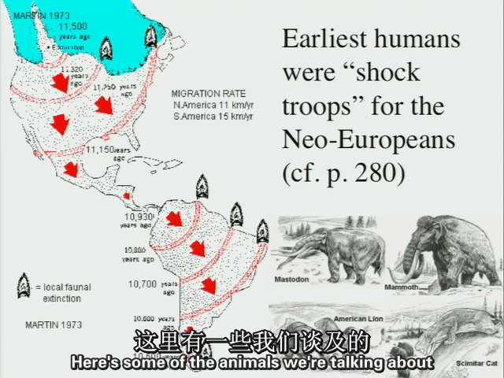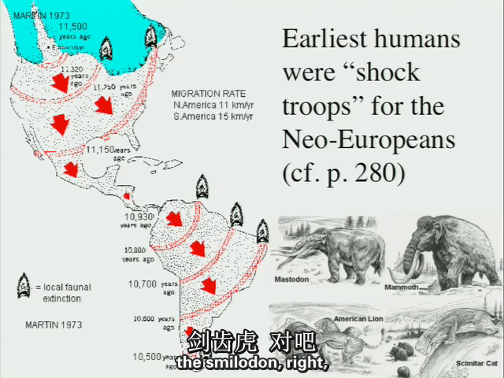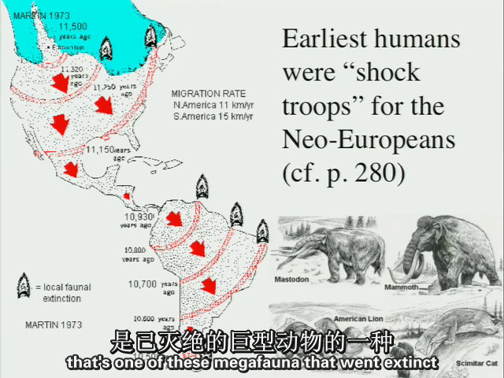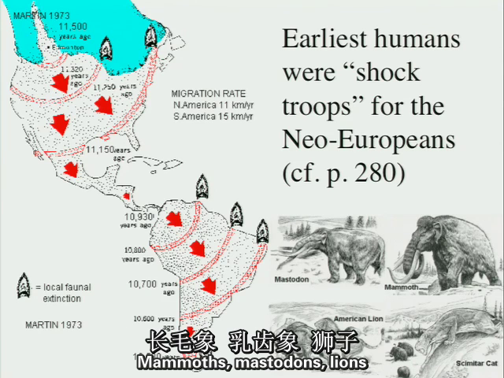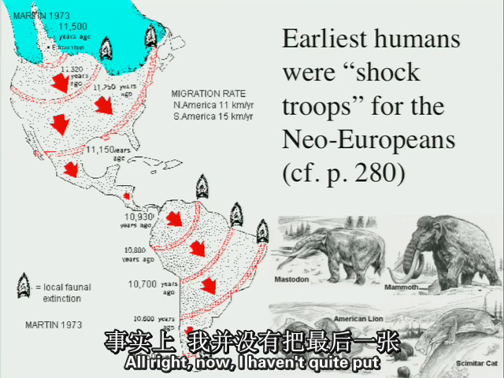Here are some of the animals we're talking about. Outside of Macon, you can see the Smilodon, right? The saber-toothed cat. That's one of these megafauna that went extinct. Mammoths, mastodons, lions.